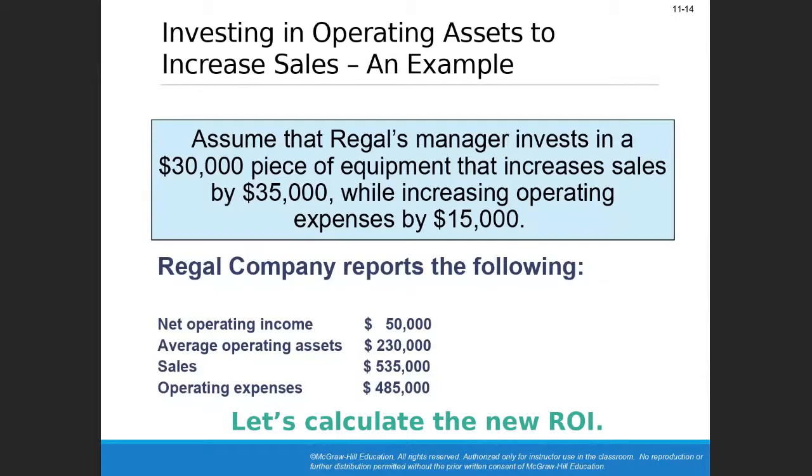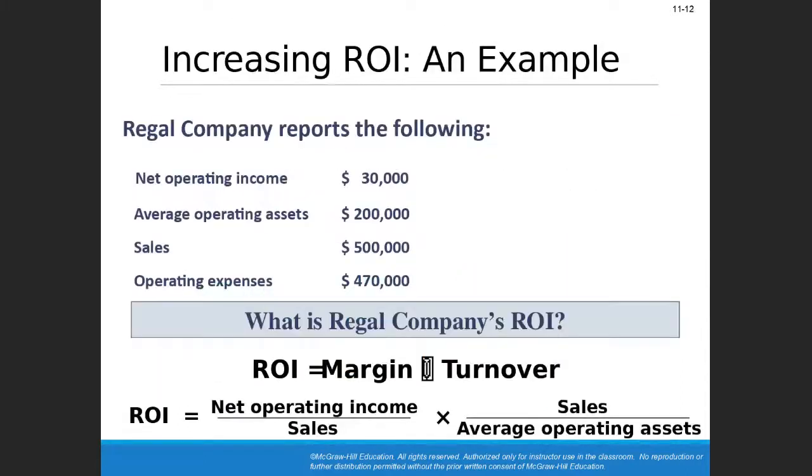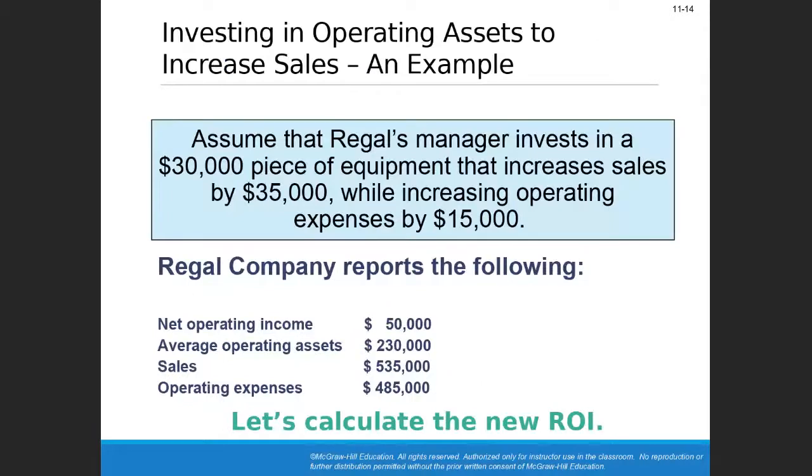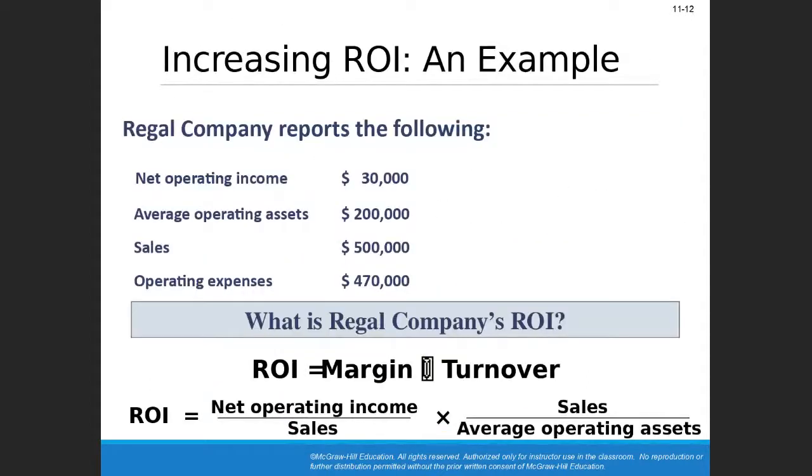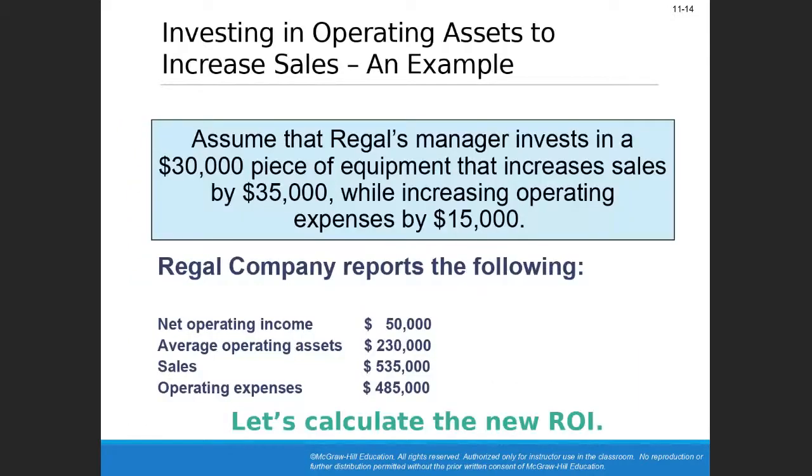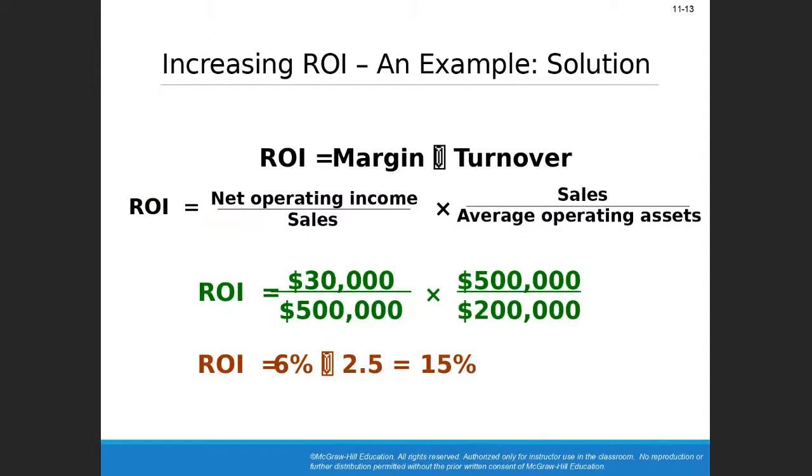So I have net operating income of 30, average operating assets of 200. Here's what's going to happen. If I spend 30,000, then my operating assets are going to increase to 230,000. They were 200,000. So my income will increase by 50, my sales will increase by 35, operating expenses by 15. So here's basically our new set of numbers. Our old set of numbers, we were at 15%.